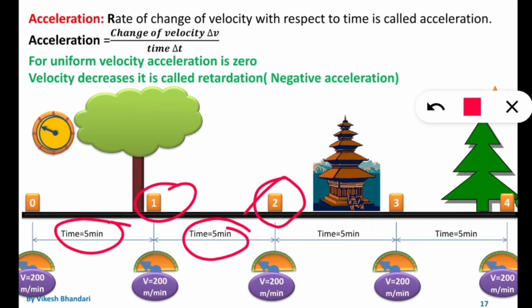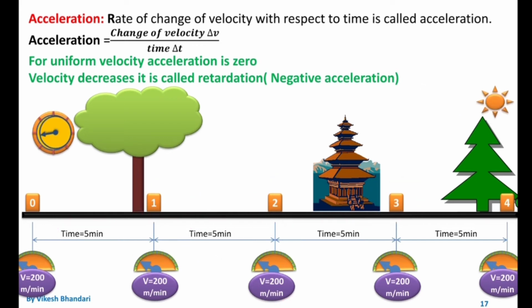He has taken another 1 kilometer in 5 minutes. That means he covers equal distance at equal intervals of time. That means the velocity is constant, it is a uniform velocity. Suppose this is the condition, the acceleration of the body is zero.